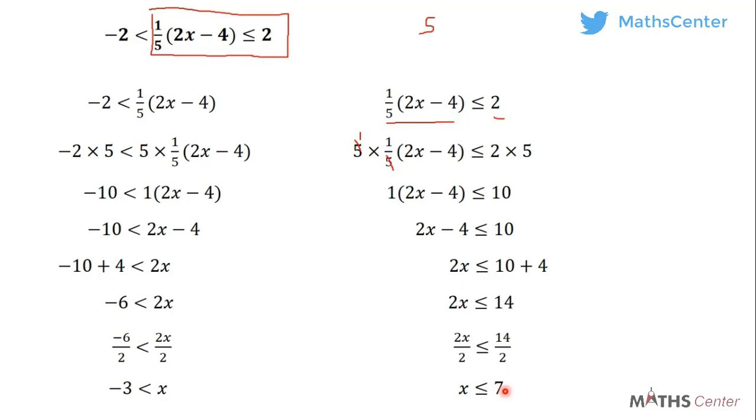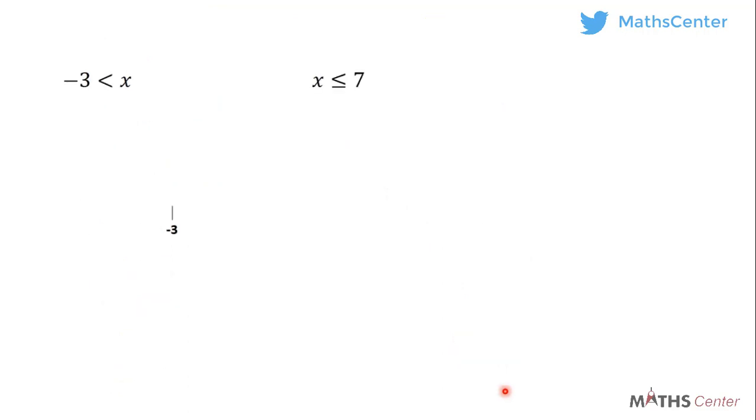So here we have x is greater than negative 3 and x is less than or equal to 7. We have our two answers here. So what do you do? If you have your two answers here, then we need to represent this on our number line.